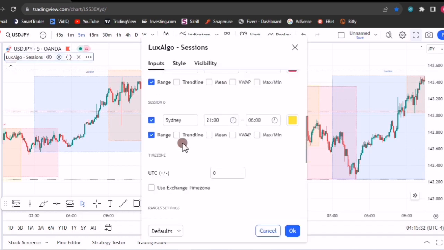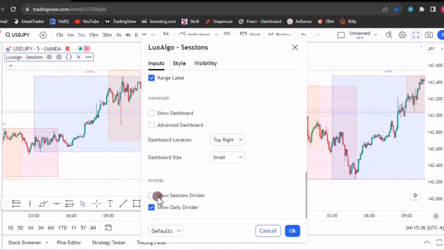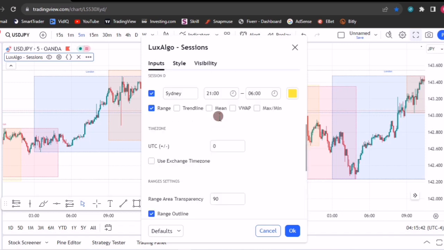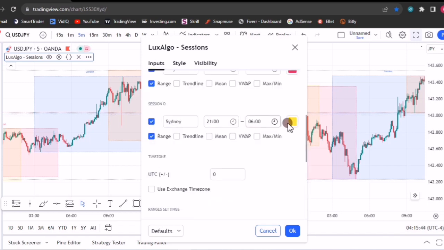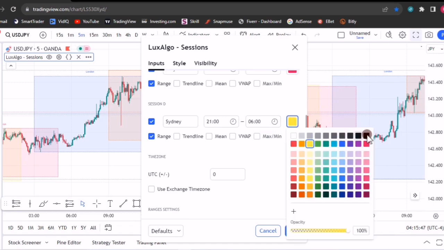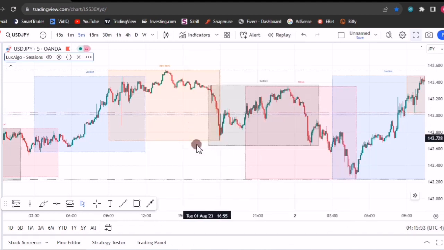You can use any sessions indicator. All I want you to see are the sessions. Just uncheck the last 4 boxes below and then scroll up. When you get to Sydney, change that yellow color to a black one. Then you press OK. This is what you are going to see.